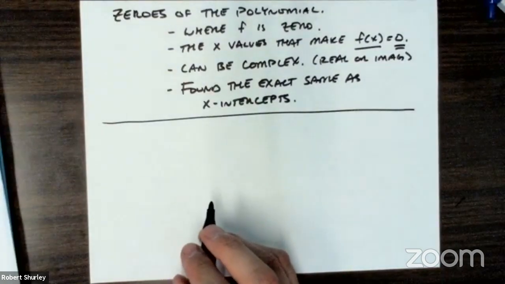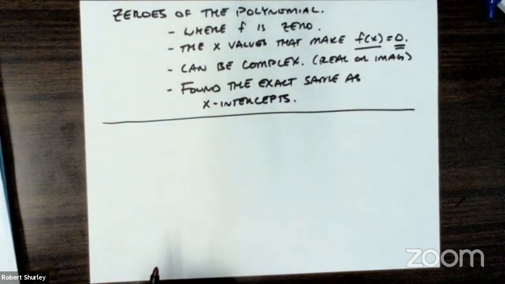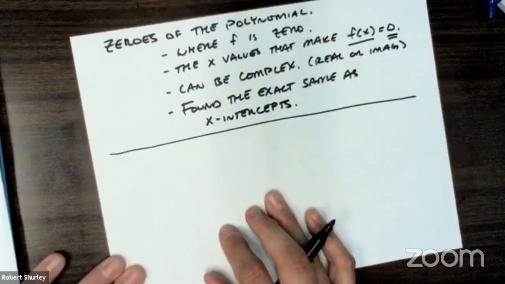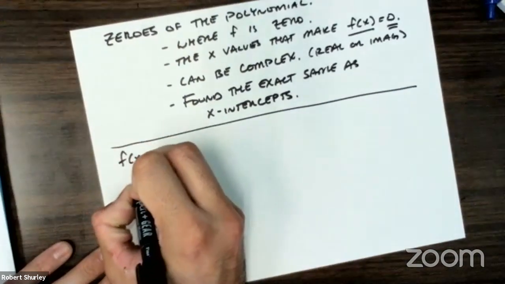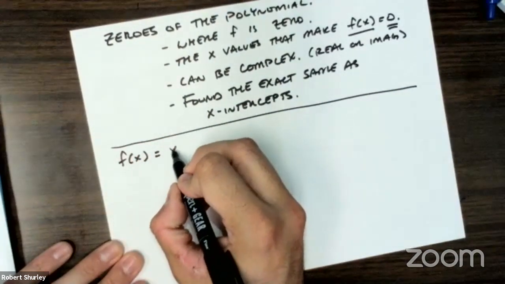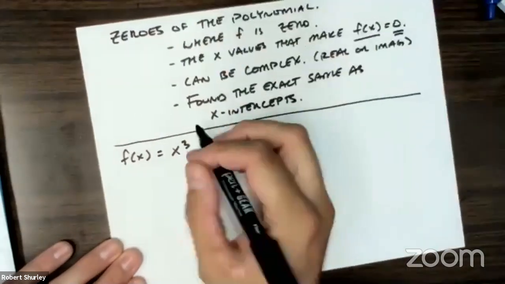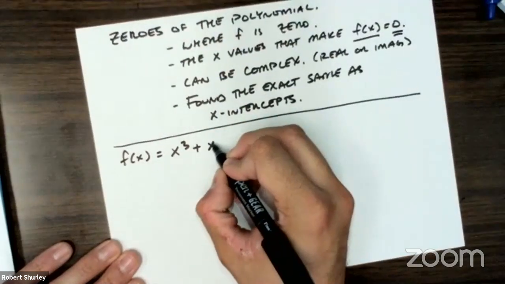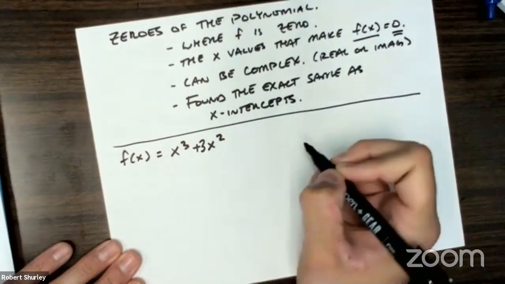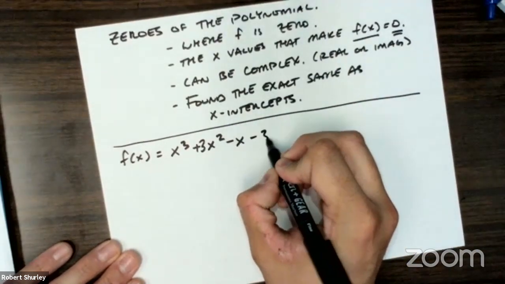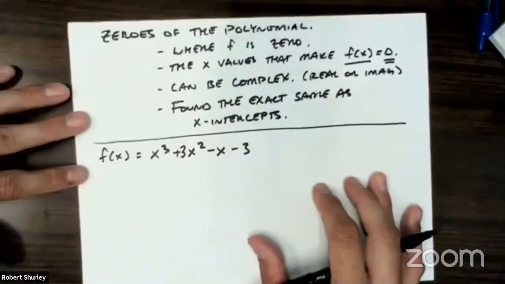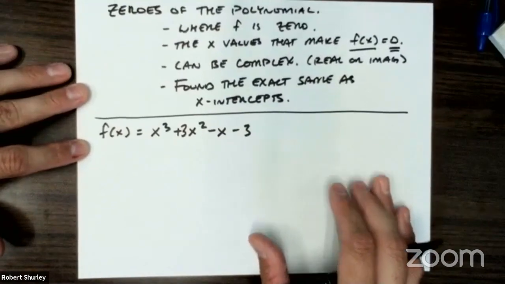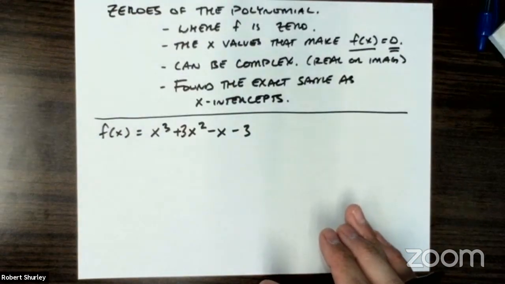And I'm stealing this straight from the book. I don't think they give another example, well, I can find one. Yeah, I'll find one. So let's say, actually, yeah, I'm going to do one that's f of x equals x cubed plus 3x squared minus x minus 3. Okay. X cubed plus 3x squared minus x minus 3.